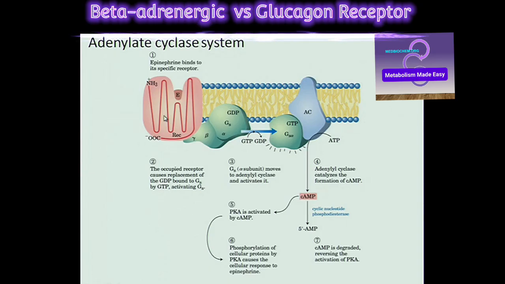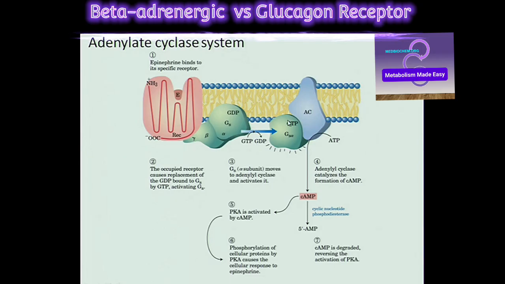So when the receptor associates with this G protein, it causes 2 things to happen. The first one is the alpha subunit here dissociates from the other 2 subunits, beta and gamma. The second thing that happens is the GDP that was bound to the alpha subunit is replaced by GTP.